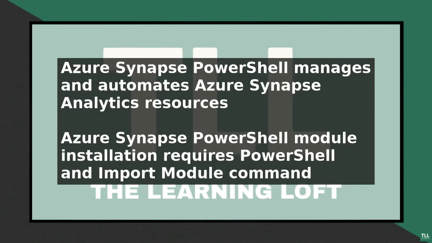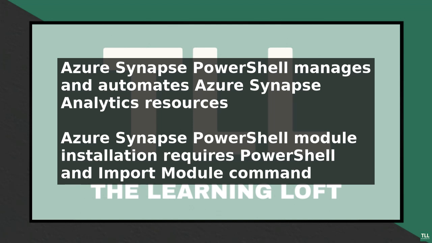Azure Synapse PowerShell is a set of cmdlets that allows you to manage and automate Azure Synapse Analytics resources. To get started with Azure Synapse PowerShell, you need to have PowerShell installed on your machine and the Azure Synapse PowerShell module. The first step is to install the Azure Synapse PowerShell module.